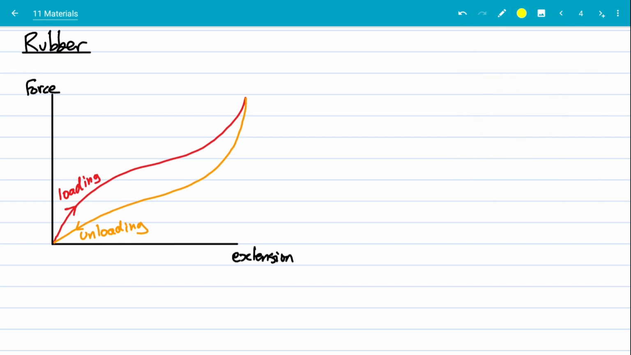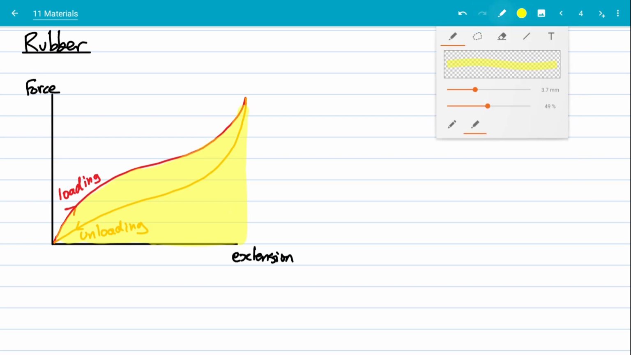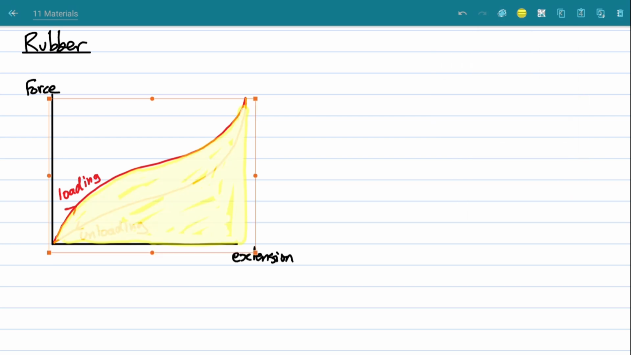Okay, so what? Well, the area is the amount of energy transferred. We already know that. So this area under here is the total energy transferred in stretching. Maybe I should leave it coloured in, although unloading becomes very difficult to see. I wonder if I can make the orange bit come out to the front. Can you bring it to front? Send it to back? No, it doesn't look like you can. Okay, it doesn't matter.